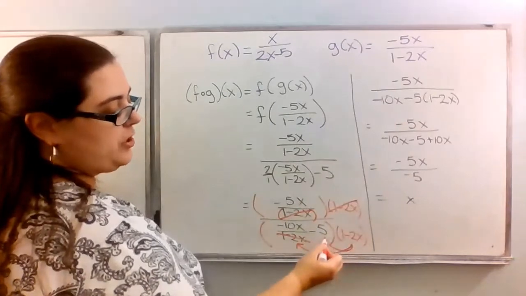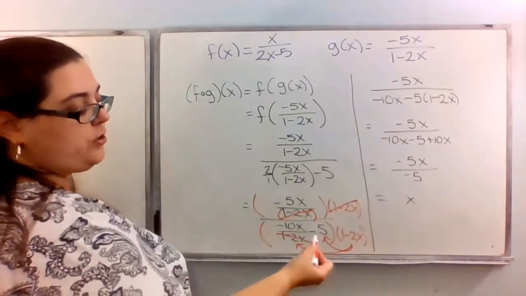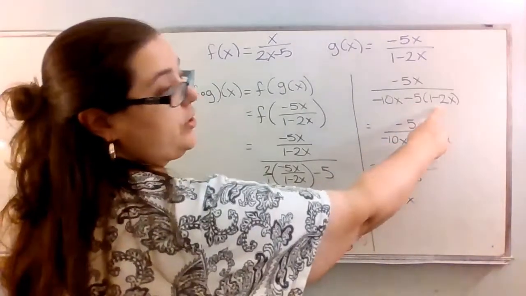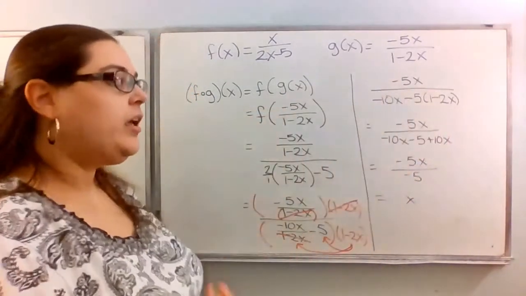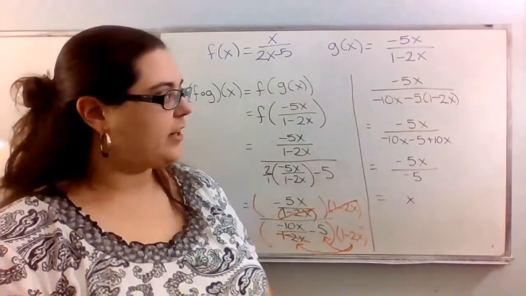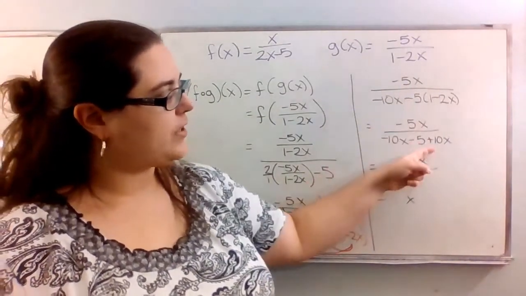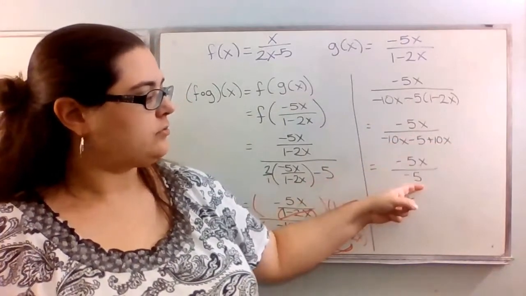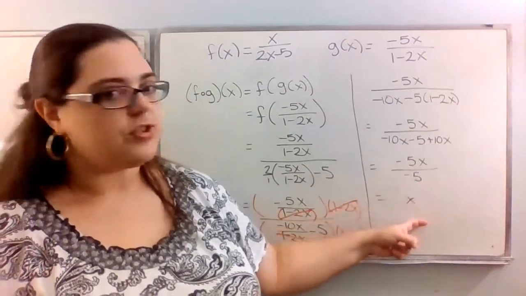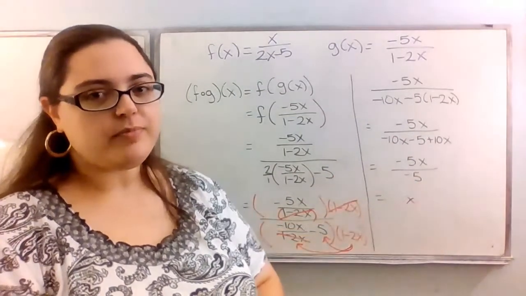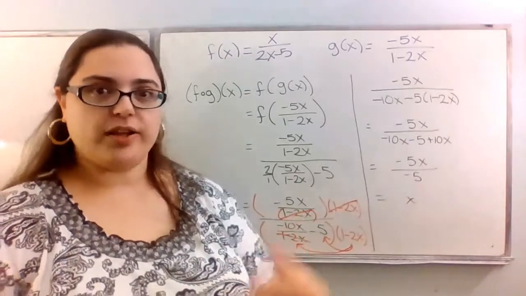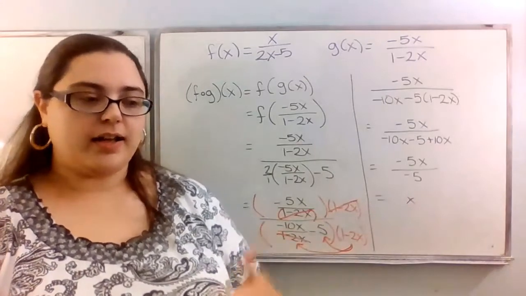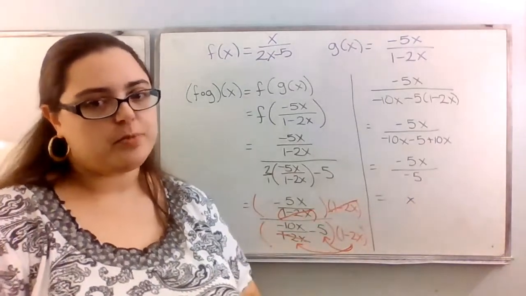So that's where this -10x came from. And then I also had to distribute it to the -5. So here's my -5 showing up here, and 1 minus 2x showing up there. Then it was just a matter of distributing that -5 in the denominator. So that's what I did here. And then combining my like terms, these 10x's canceled each other out. And then -5 over -5 is just going to give me x. So as you can see, sometimes if you have a really complicated function, showing that it and its inverse are indeed inverses can be a little bit algebraically complex.